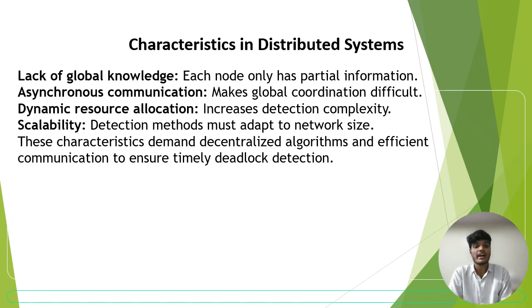Next, what are the characteristics of distributed systems? First, lack of global knowledge. Each node only has partial information. Next, asynchronous communication. It makes global coordination difficult. Dynamic resource allocation increases the detection complexity. Next, scalability. Detection methods must adapt to network size. These characteristics demand decentralized algorithms and efficient communication to ensure timely deadlock detection.